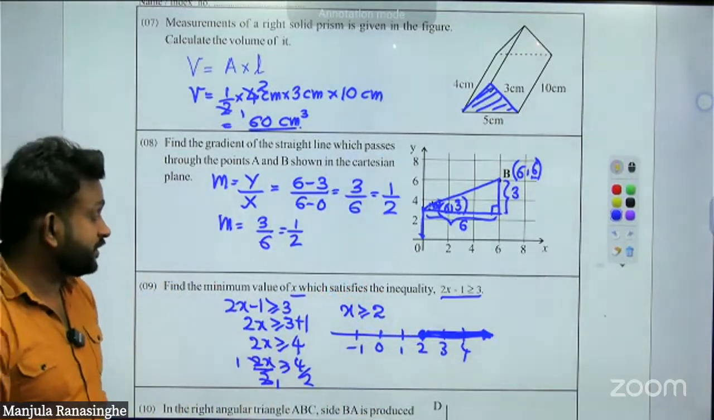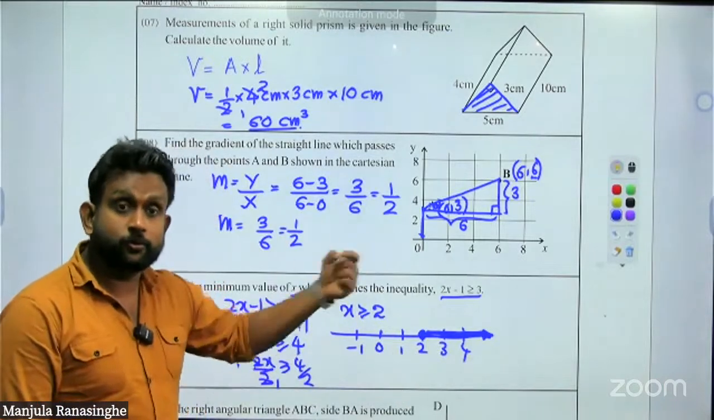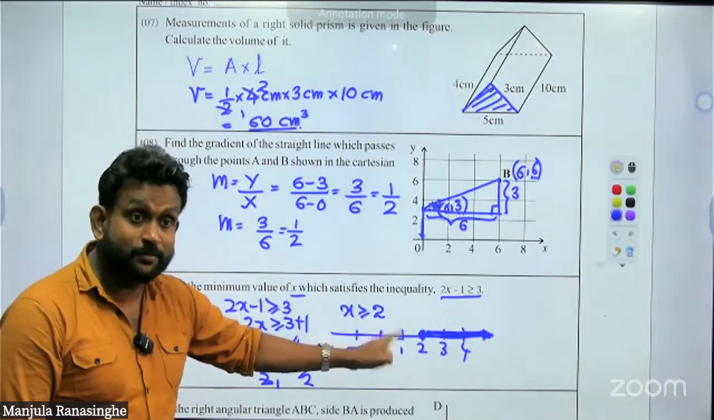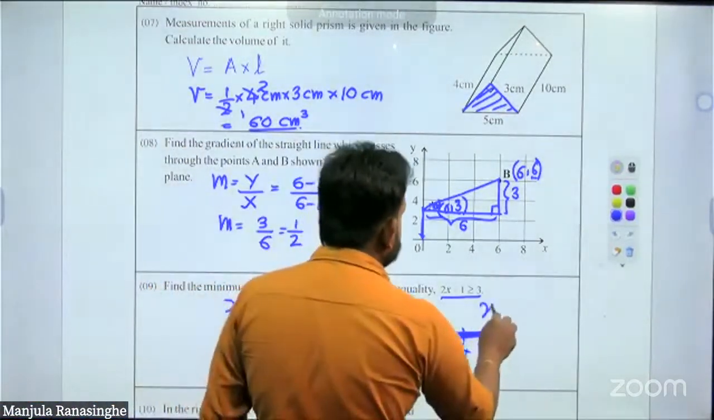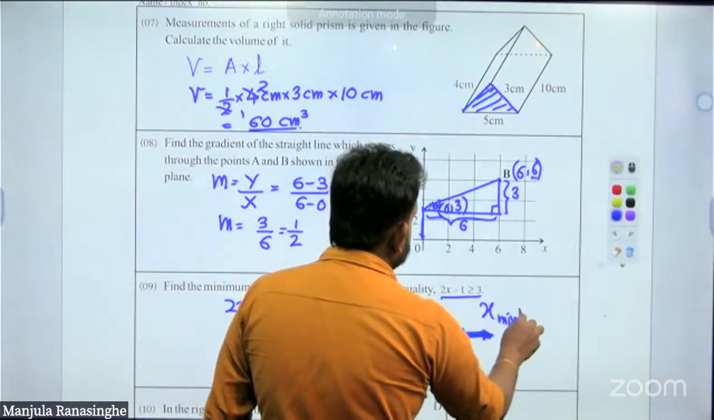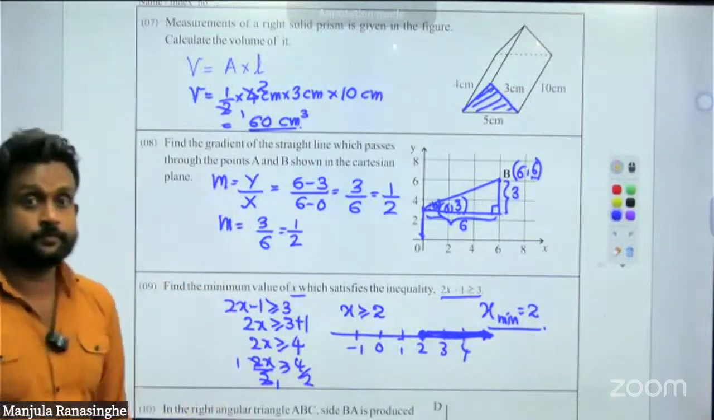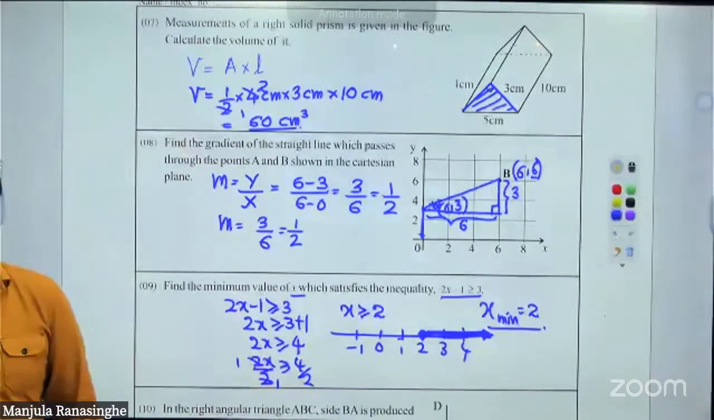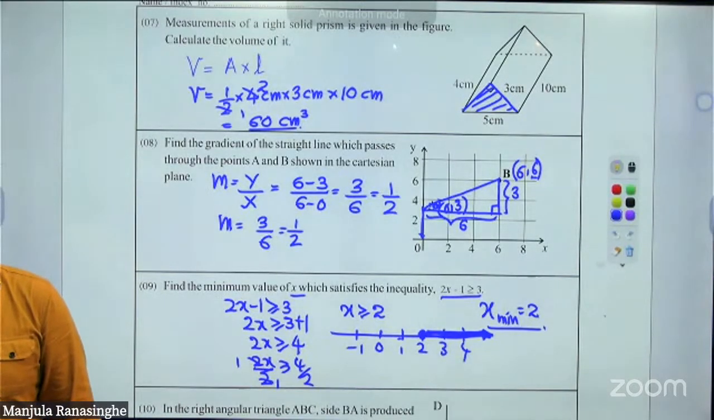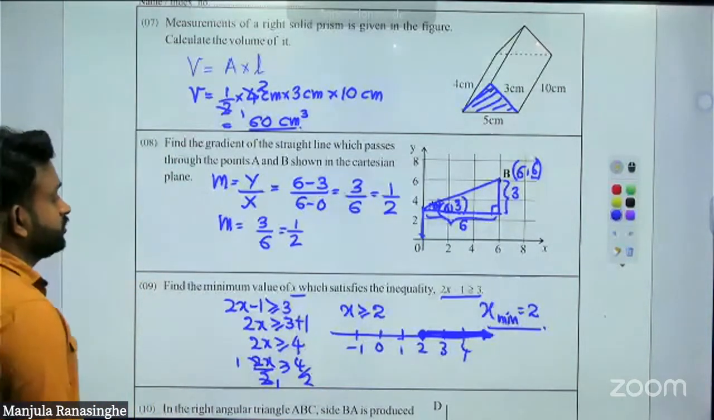Okay, now you can see that x is always 2 or more than 2. 2 or more than 2 means the minimum value it can take is 2. So you write that x minimum, as they are asking, is equal to 2. So that is the answer. x minimum equal to 2.